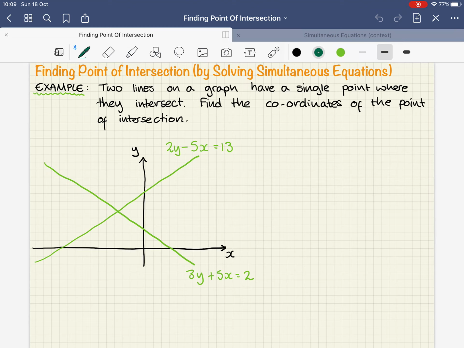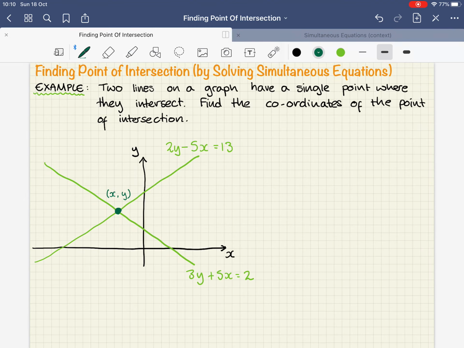So two lines on a graph have a single point where they intersect. So that is where they cross over here. Find the coordinates of the point of intersection. So at that point, we are going to have a single x coordinate and a single y coordinate. So we need to figure out what the x coordinate is and what the y coordinate is. So essentially, what it's asking us to do is solve to find x and y.